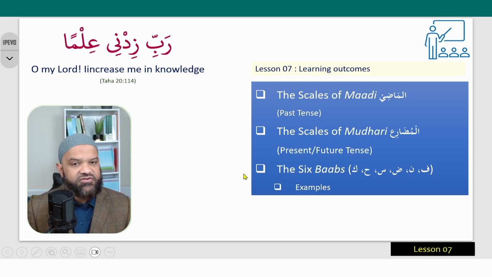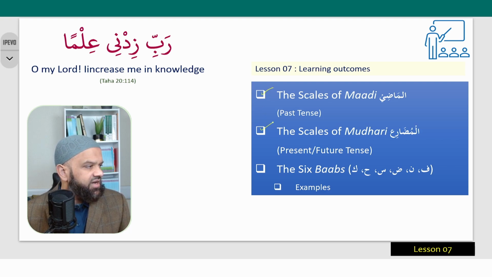I think this is a very important milestone as well as a very important lesson for you to build a solid foundation in understanding morphology or Sarf in Arabic. What I'm going to do in this lesson, inshallah, is quickly review the scale of the madi and the mudari. Both of these should now be familiar to you if you're going through the lessons in sequence.